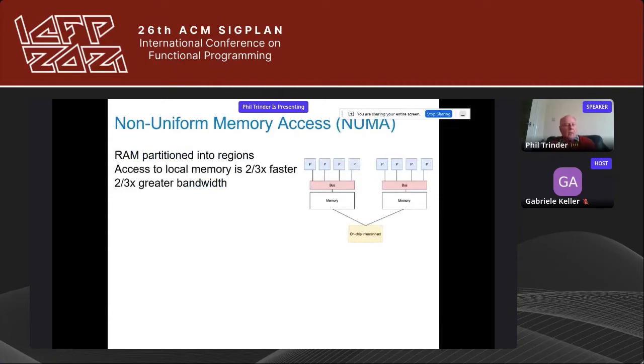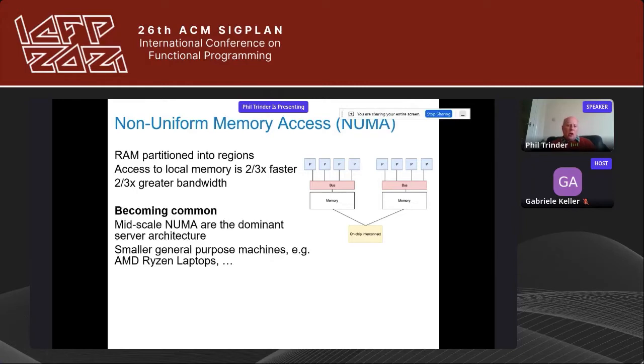Perfect. Okay, so this is about looking at how GHC Haskell works on non-uniform memory access architectures, or NUMA architectures. NUMA architectures partition the RAM into regions. Each core is associated with a region. It can access any address in the memory, but access to the local region is around twice as fast, and the bandwidth is about twice as great than it is to some remote region.